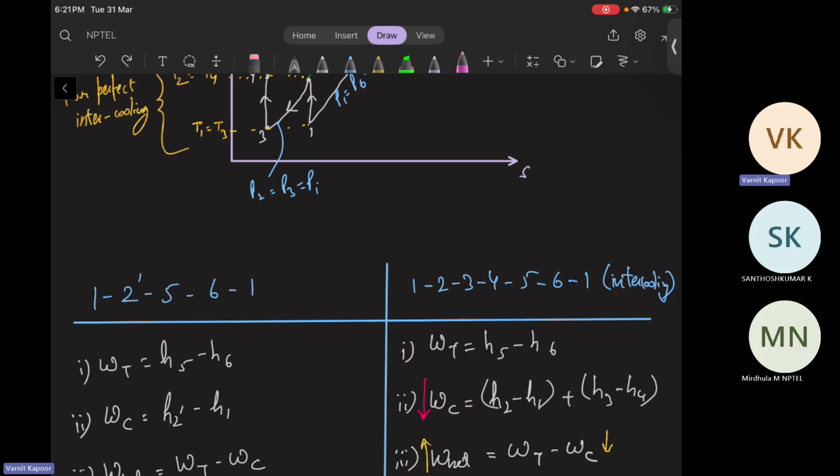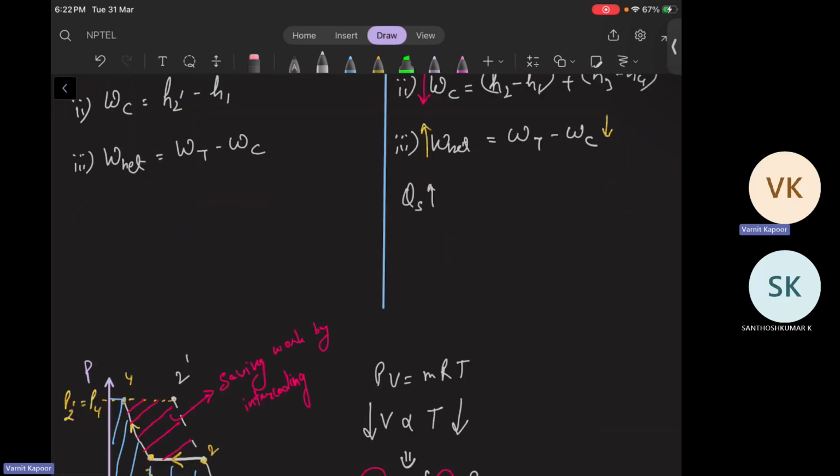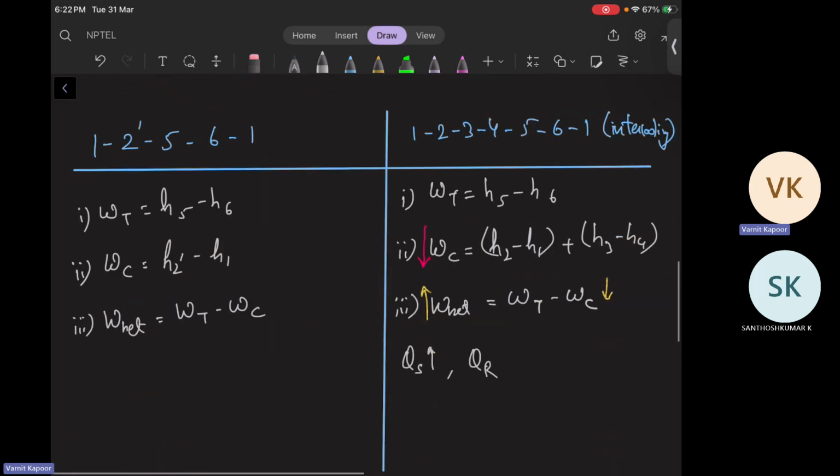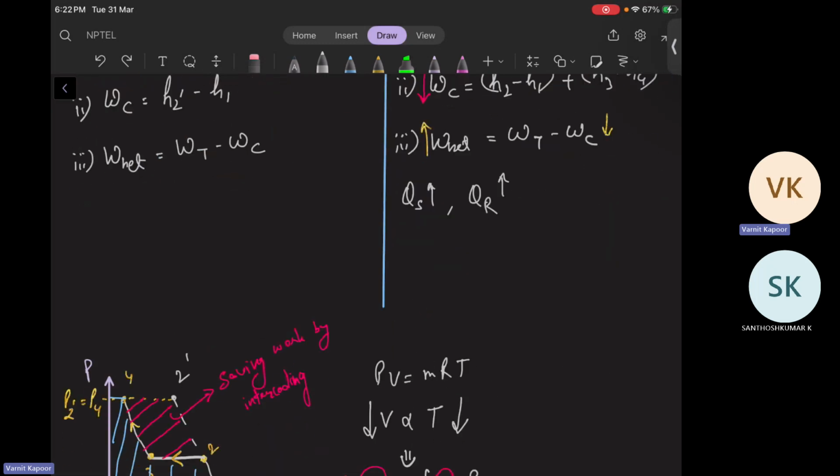So let me write here: the heat supplied has been increased. Next point, your heat rejection, QR, will also increase. Why? Because earlier your heat was rejecting only in the original cycle from 6 to 1. But now your heat is rejecting 6 to 1 plus 2 to 3 as well. So heat rejection is also increased, since 6 to 1 plus 2 to 3.